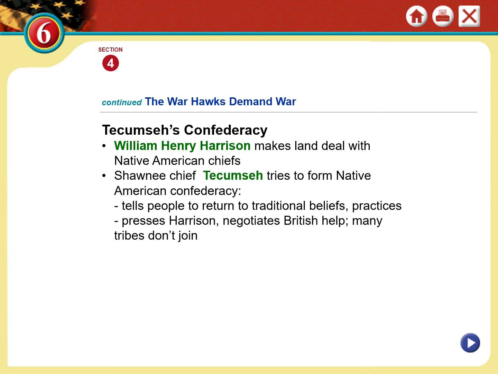And he had made several land deals with Native American chiefs. And yet, the chief of the Shawnee tribe, named Tecumseh, attempted to form a confederacy, or an alliance, between neighboring Native American tribes. And Tecumseh's confederacy hoped to rid their lands of American invaders. They urged their people to return to traditional beliefs and practices and give up any religion or culture they had learned from the American people.